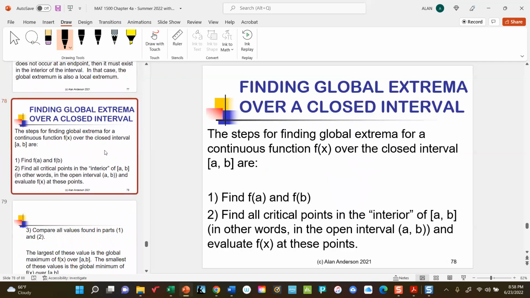So anyway, how do we find these? All right, here's what we're going to do. Given the interval AB, we're going to calculate the value of the function at those 2 points. And then we'll look at the interior, which means all the points between A and B, not including A and B, and we'll identify all the critical points in the way we did earlier. In other words, by setting the derivative equal to 0 and solving.